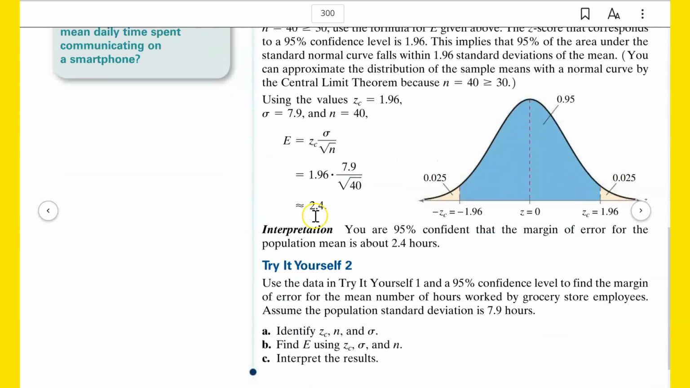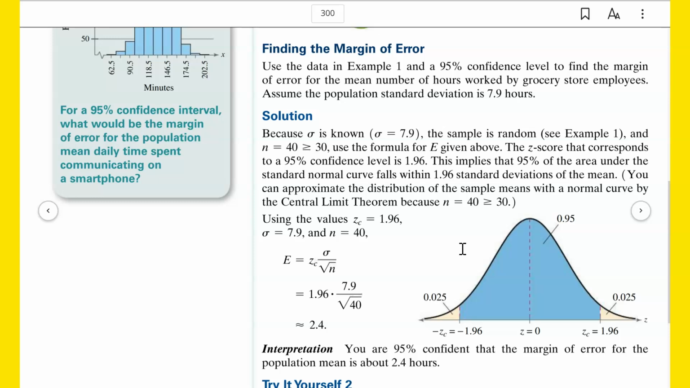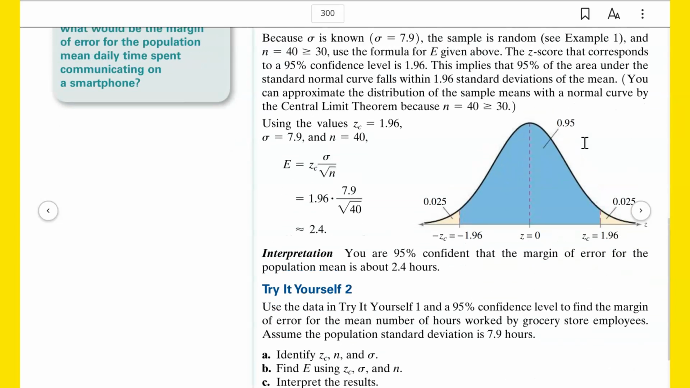All right. 2.448. So that's my margin of error. So our interpretation is you are 95% confident that the margin of error for the population mean is about 2.4 hours. So the margin of error is about 2.4 hours based on the 95% confidence level, the sample size of 40, and the population standard deviation being known to be 7.9 hours. That finds my margin of error. Now, that doesn't construct the confidence interval yet.